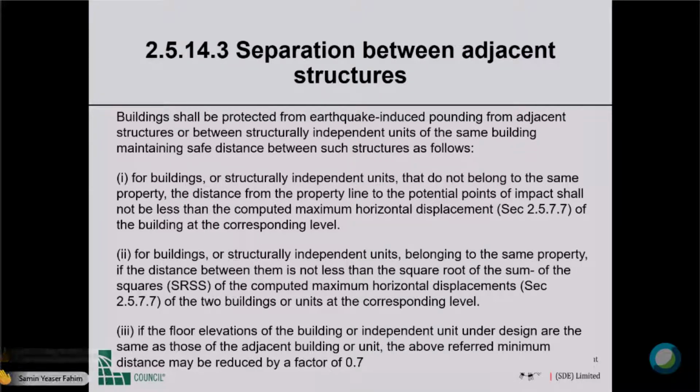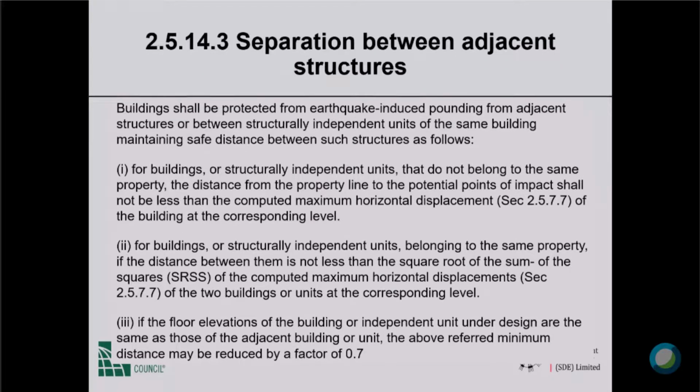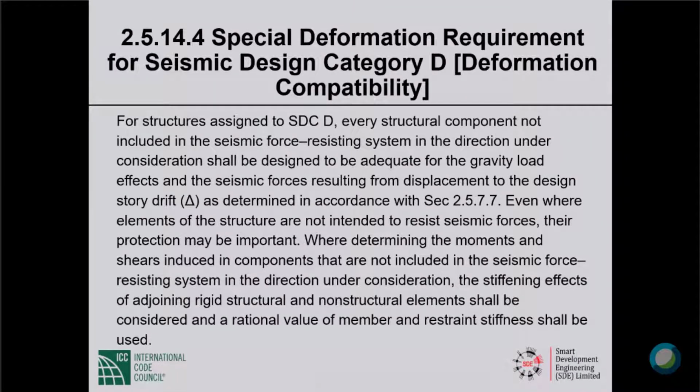Finally, this is not in ASCE 7, item number 3, which is, I think, a very, very good thing that BNBC has added. If floor elevations of the buildings or independent unit under design are the same as those of the adjacent building or unit, the above referred minimum distance may be reduced by a factor of 0.7. So if the floors of two adjacent buildings are aligned, then we would allow a 30% reduction in the separation distance. Yeah. That is a very sensible thing.